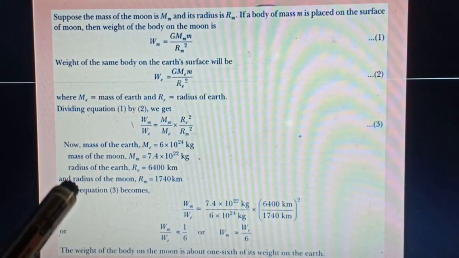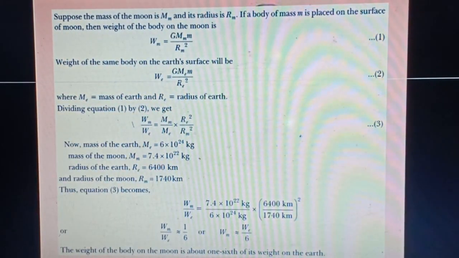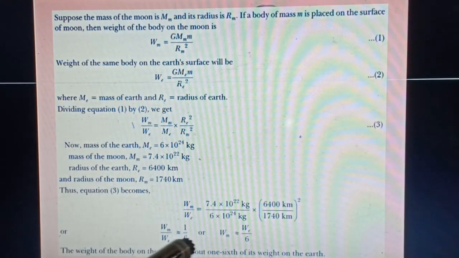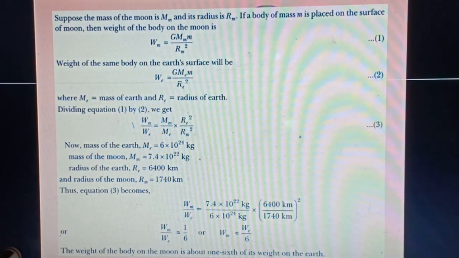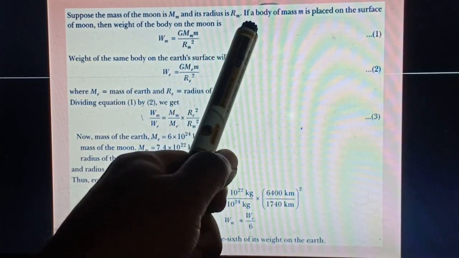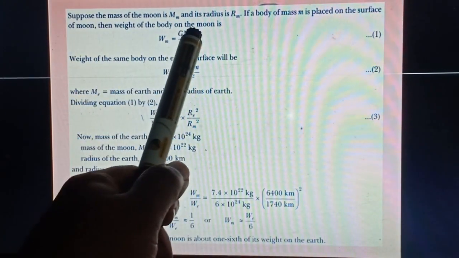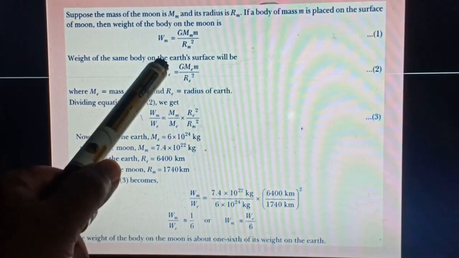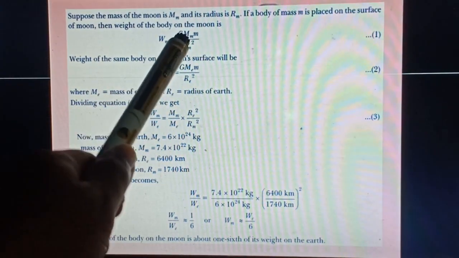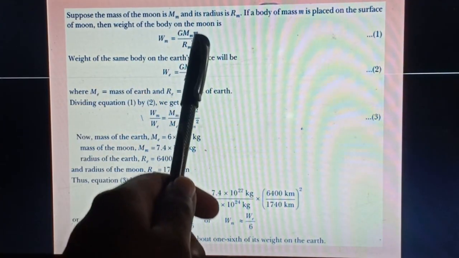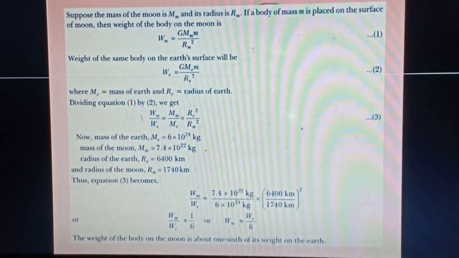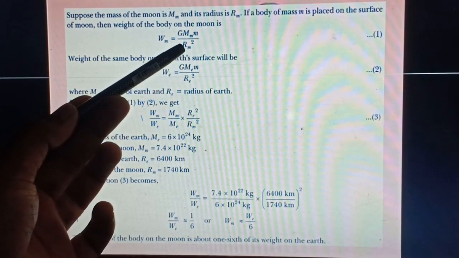We will be calculating this same kind of thing. Suppose this is a theory that is in your book. The comparison of the weight of a body having the same, constant mass, on the surface of Moon and on the surface of Earth. Suppose the mass of Moon is Mm and its radius is Rm. If a body of mass m is placed on the surface of the Moon, then the weight on the Moon will be G Mm m by this, from the law of gravitation. Mm is the mass of Moon, m is the mass of the body, G is the universal gravitational constant, and Rm is the radius of the Moon.